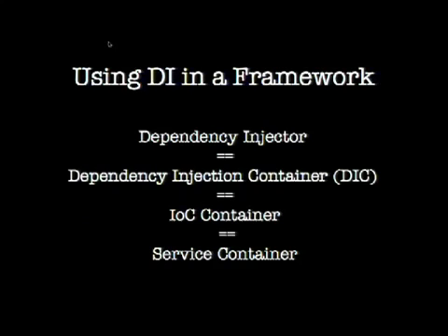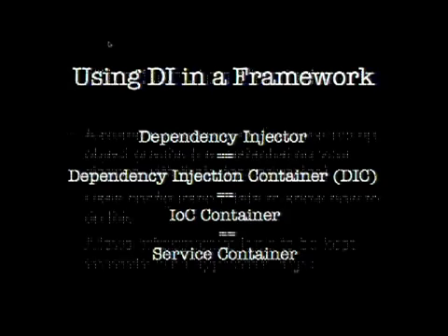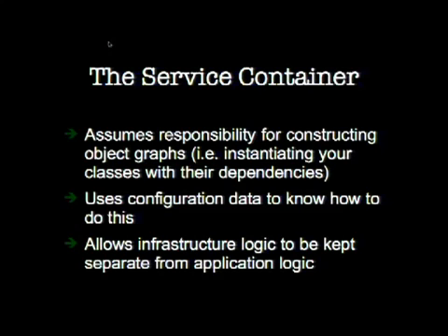Actually, it goes by various names. So dependency injector or a dependency injection container, also known by its charming acronym, which in fairness is the easiest way to refer to it. The shortest way to refer to it, anyway. Or it's also called an IOC container for inversion of control, or a service container, and I'll explain why service container in a moment. But basically, it assumes responsibility for constructing your object graphs, so instantiating your classes with their dependencies. It uses configuration data to know how to do this, and it allows infrastructure logic to be kept separate from application logic.